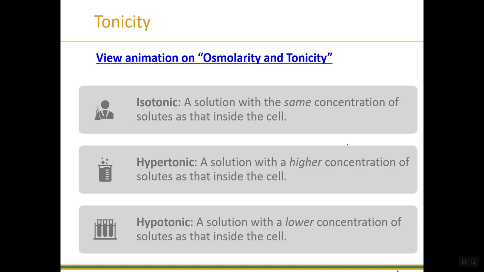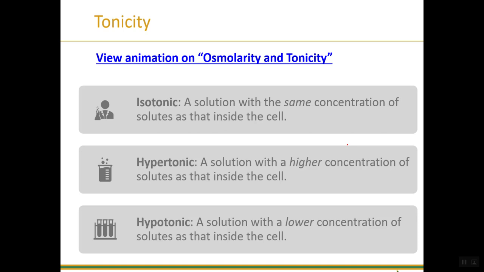You have osmosis, which is the movement of water. If you want to think of it, it's the movement of water from higher concentration to lower concentration. If you look at the picture on page 43 on the bottom, you'll see the two beakers.